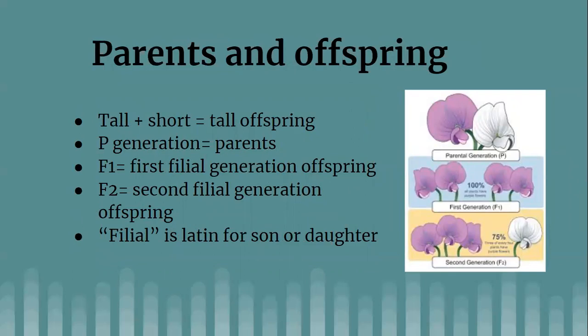When Mendel cross-pollinated, or crossed, a tall plant with a short one, all of the offspring were tall. The tall plant and short plant were called the parent plant, or the P generation. The offspring are called the F1, or the first filial generation. The term filial originated from the Latin term filius or filia, which means son and daughter, respectively.